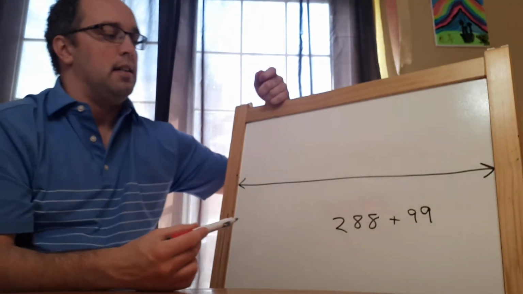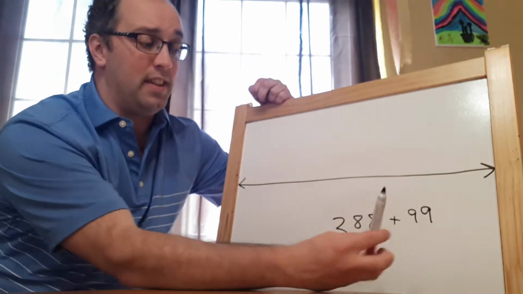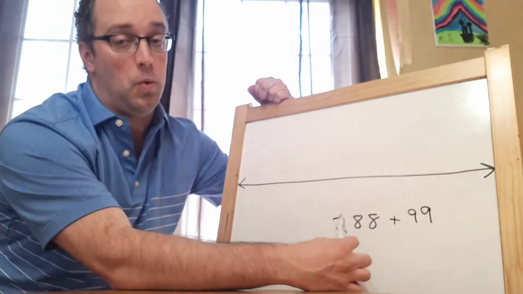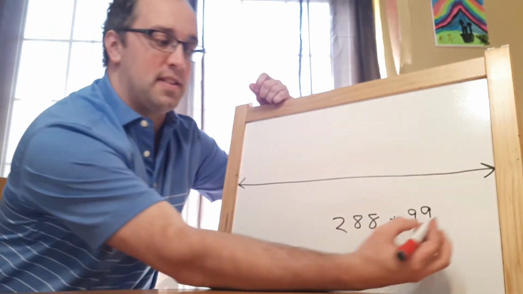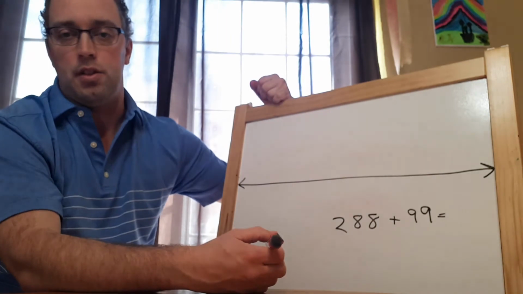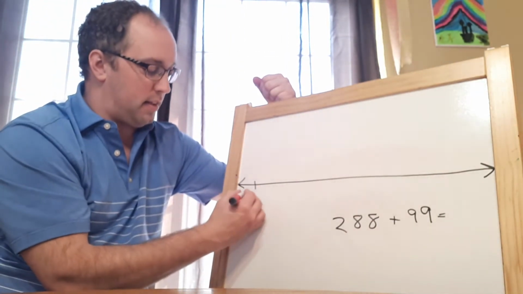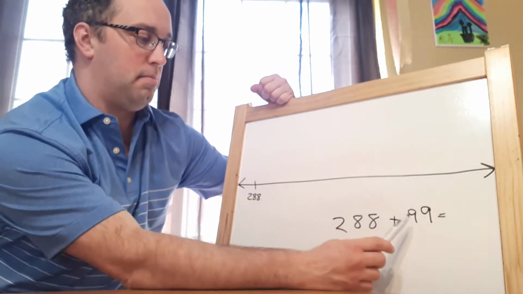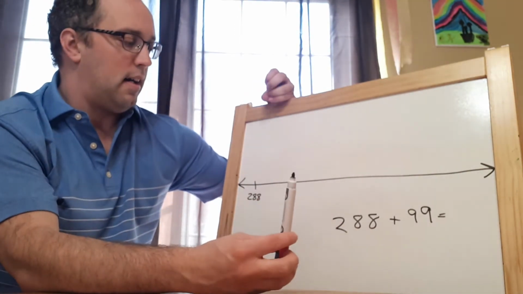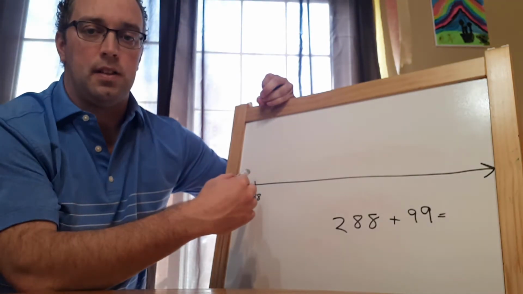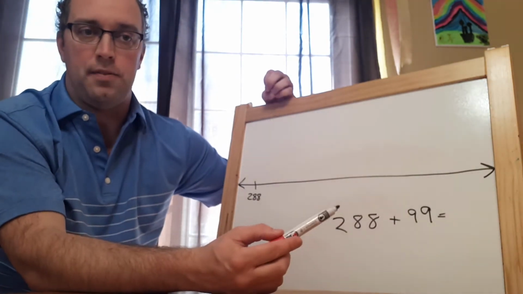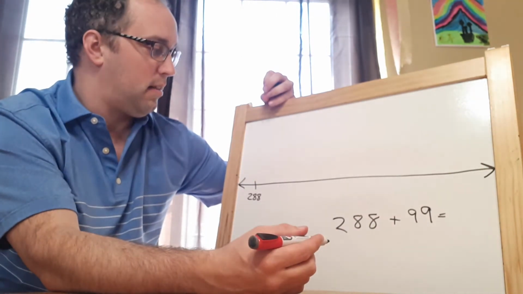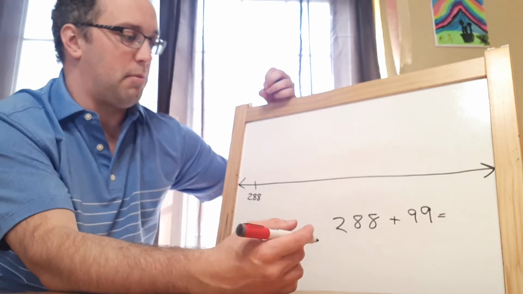Okay. Now I'm going to use the open number line here, but really I know 99 is close to 100. It's just one less. So I could just pretend I'm adding 100 and subtract 1. But for the purpose of this video, I'm going to use an open number line. I'm going to start at my 288, because that's my larger number, and I'm going to make jumps of 99. I'm not going to make jumps of tens though, because eventually we want students to make larger jumps. That's just the progress that we want them to make.